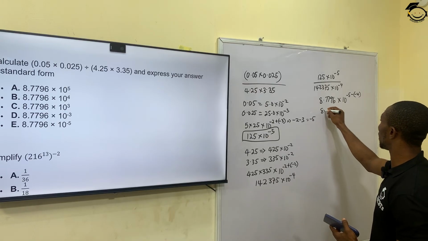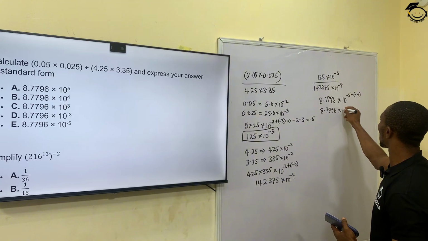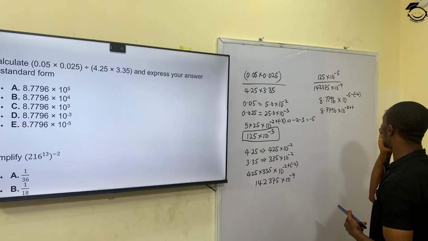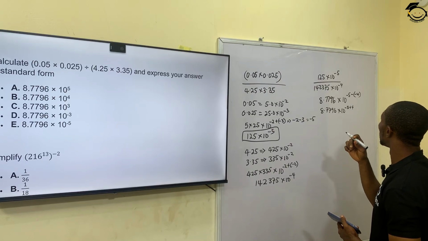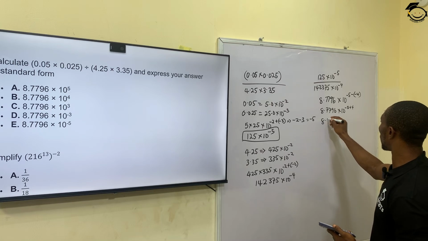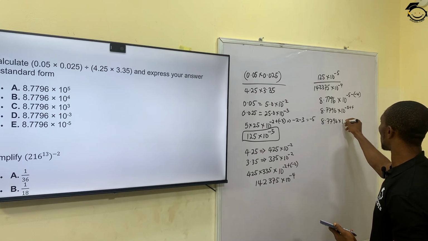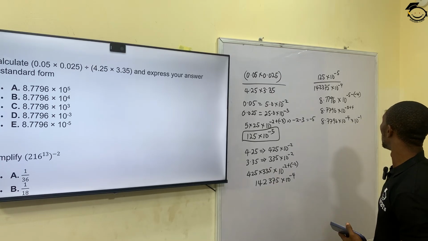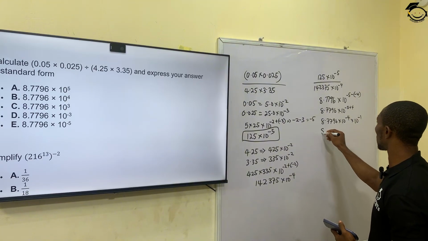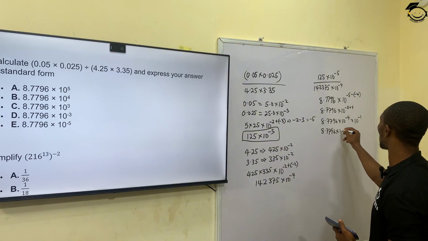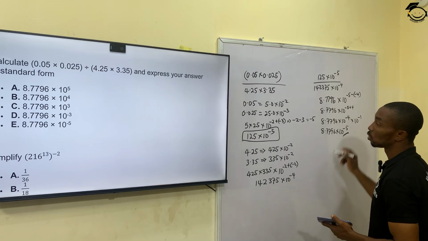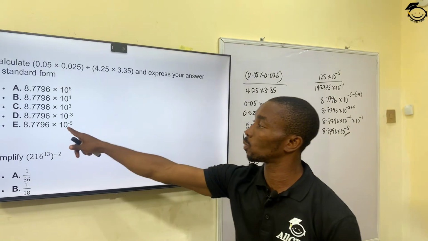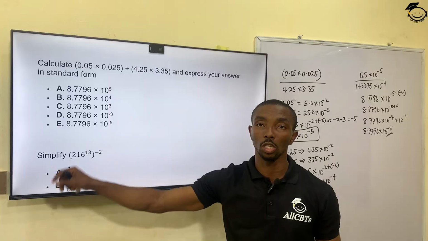All right, so this will give us 8.7796 times 10 raised to the power minus 5 plus 4. Okay? So having this, we are going to have it as 8.7796 times 10 raised to the power minus 4 times 10 raised to the power minus 1. So bringing these two together, this will give us 8.7796 times 10 raised to the power minus 5. So our answer will become 8.7796 times 10 raised to the power minus 5, which is option E.